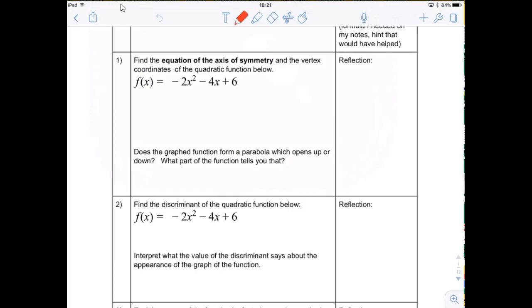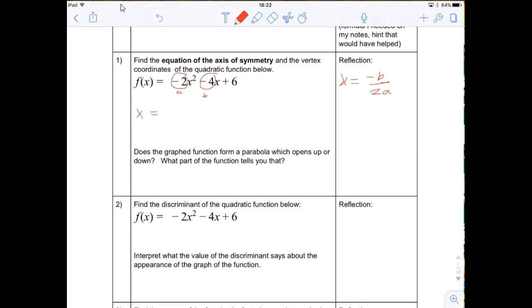First question. Find the equation of the axis of symmetry and the vertex coordinates of the quadratic function below. Remember that there's an equation for the axis of symmetry, and on your note sheet you should have it. It's x equals negative b over 2a. So all you need to do is identify b, which is negative 4, and a, which is negative 2, because the function is ax squared plus bx plus c. Then you substitute those two values into the equation.